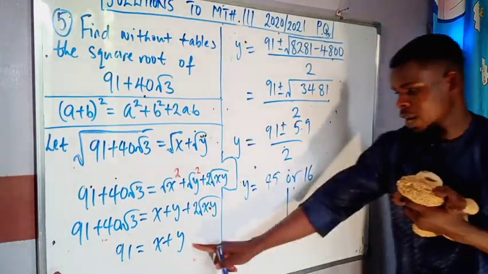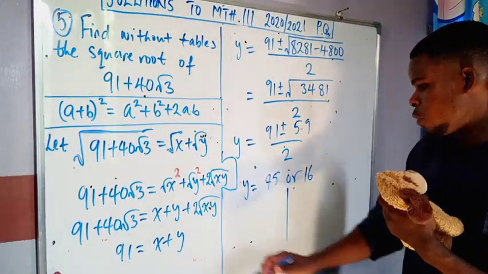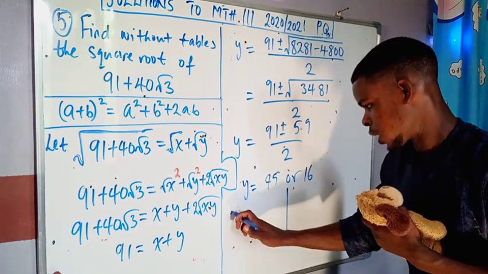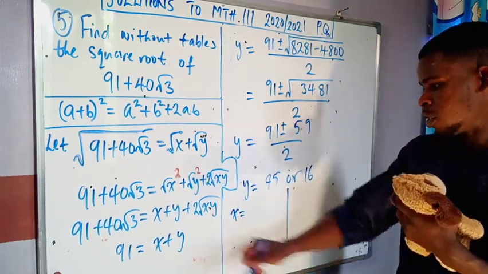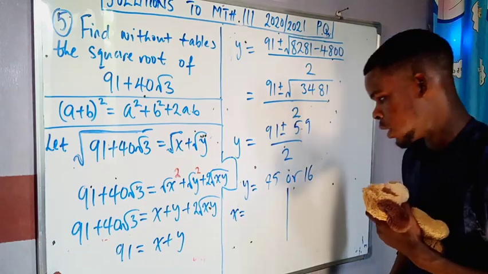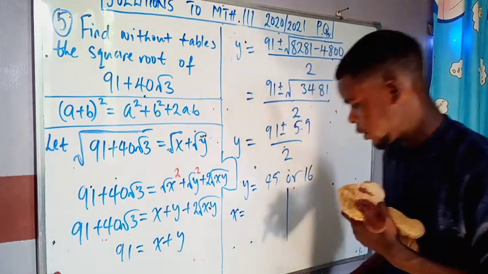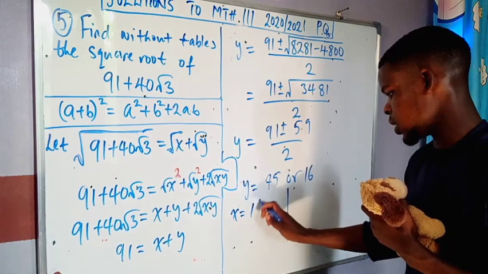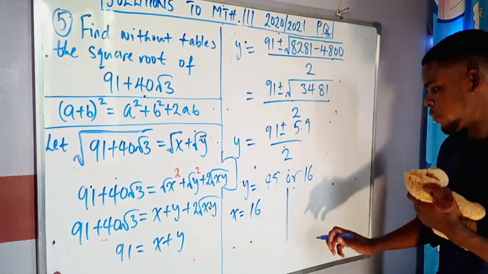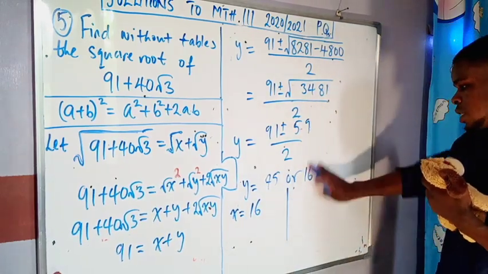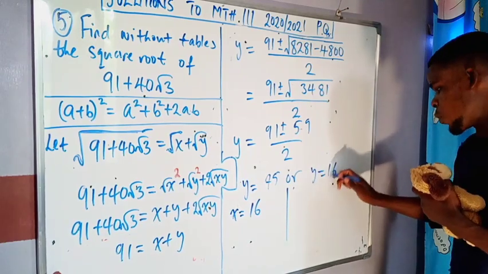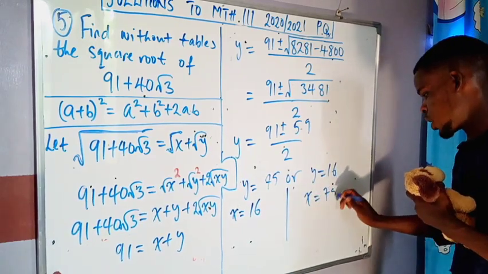Okay, so when y is 75, right, we are going to substitute that back in there. We're going to get x to be, well, 91 minus 75, that should be 16, right? We have x to be 16 when y is 75. And when y is 16, we will have x to be 75. Of course, just check that out.